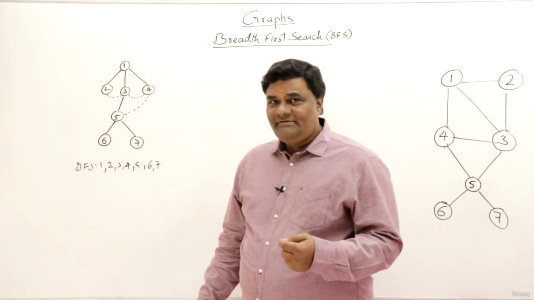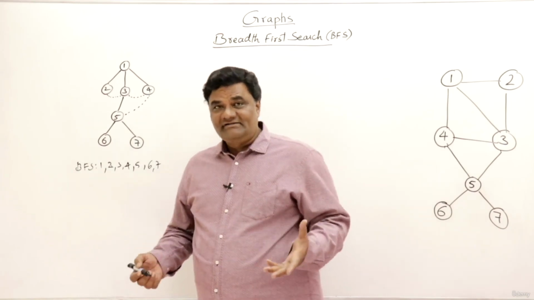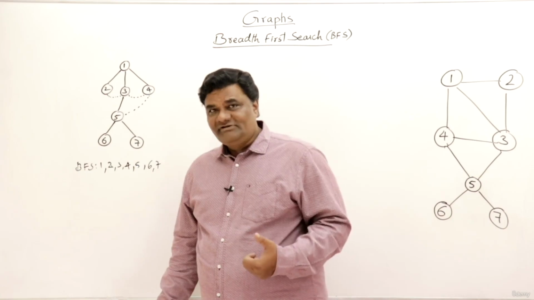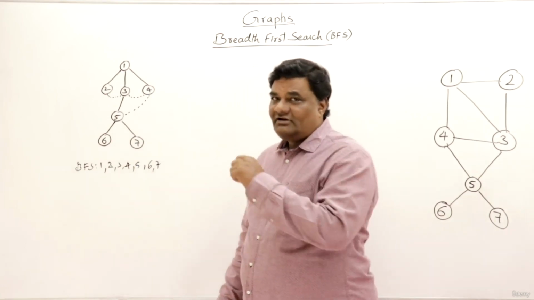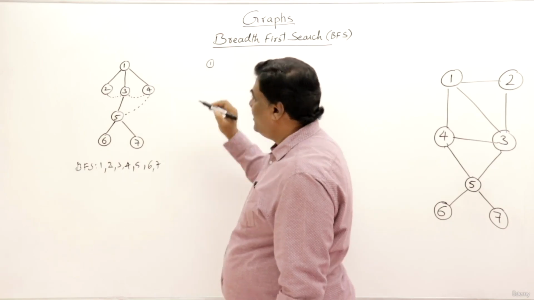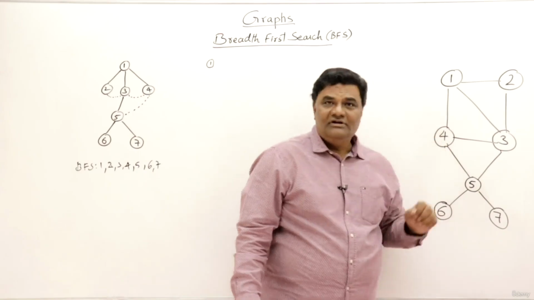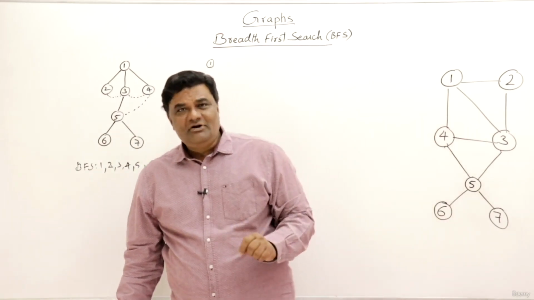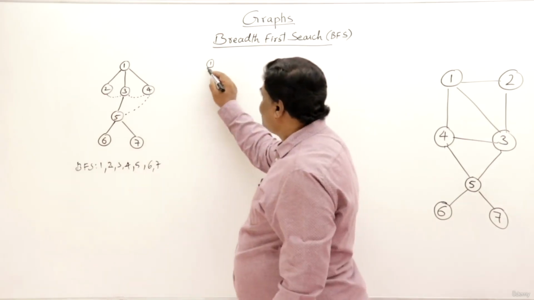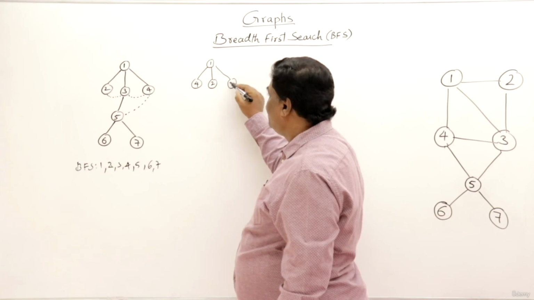Is this the only result possible? No. When you perform breadth first search, you can get different results, and whichever result you want, you can take that one. So how are different results possible? Let us see. I will again draw a tree for this one. I'll again draw from vertex 1. Adjacent to 1 are 2, 3 and 4. Do I have to take them in the same order? No, you can take them in any order. So I will change the order now. First I will take 4, then 2, then 3.